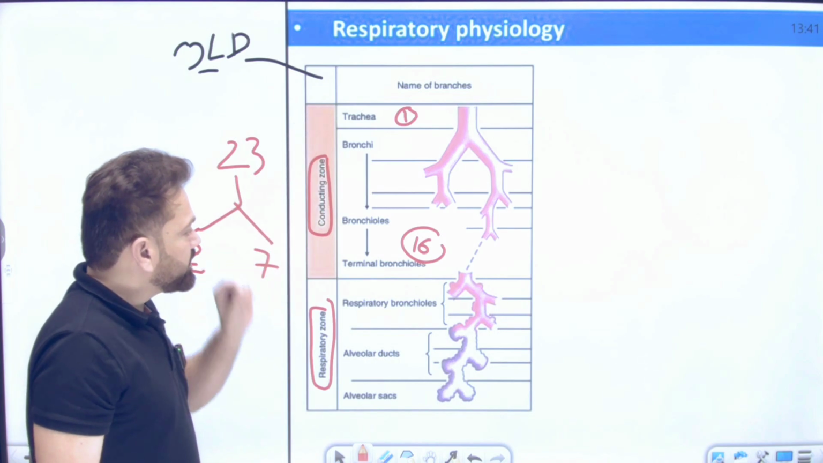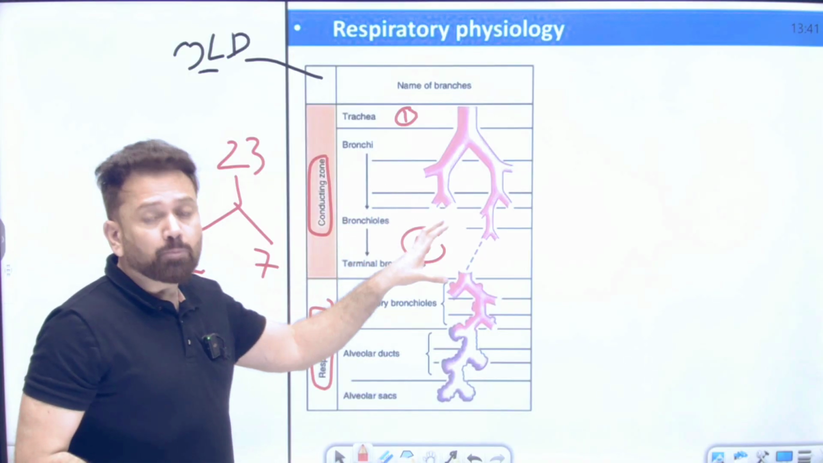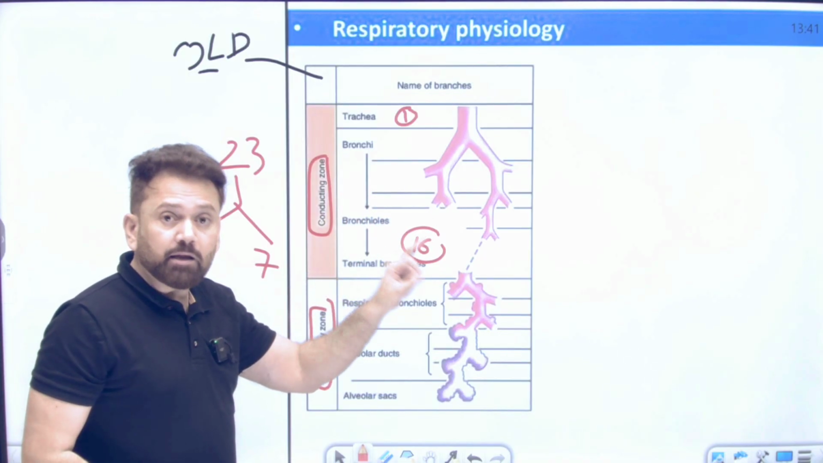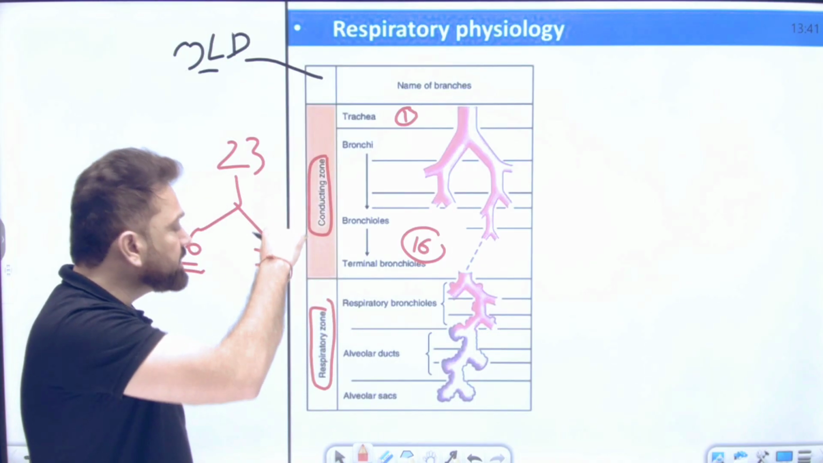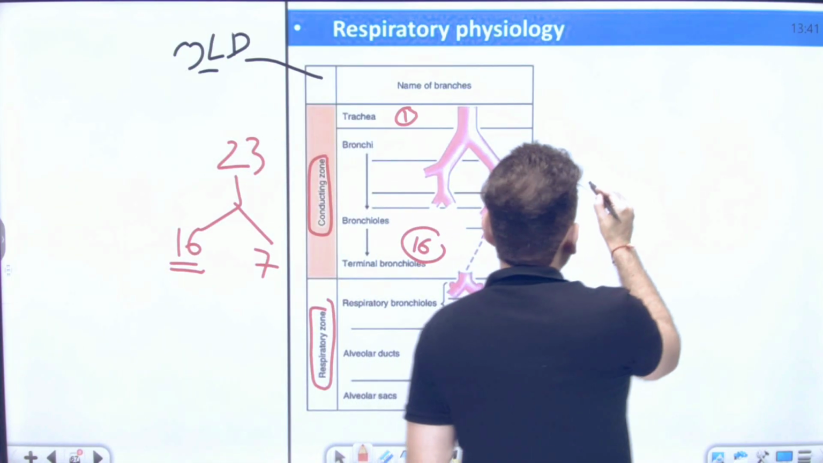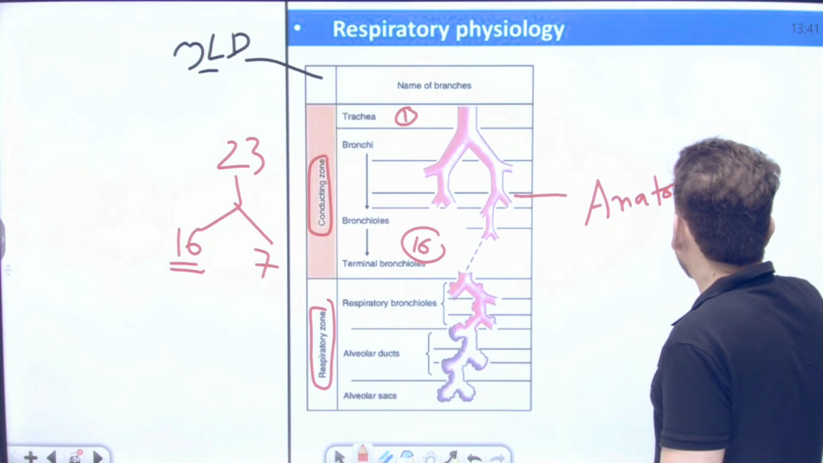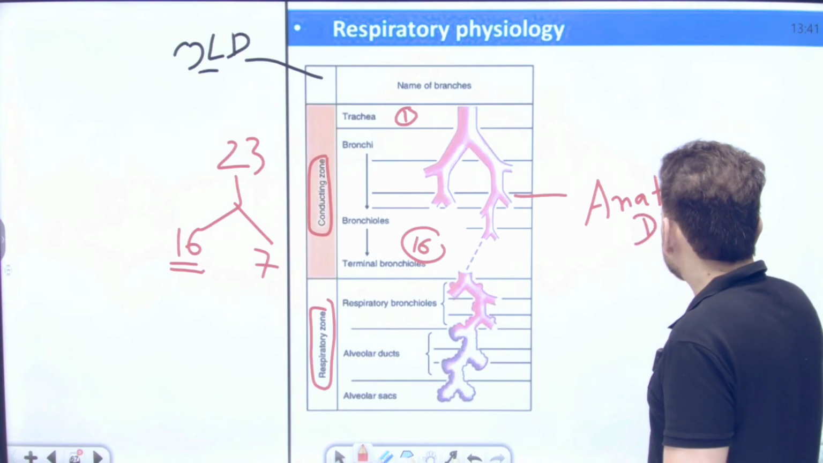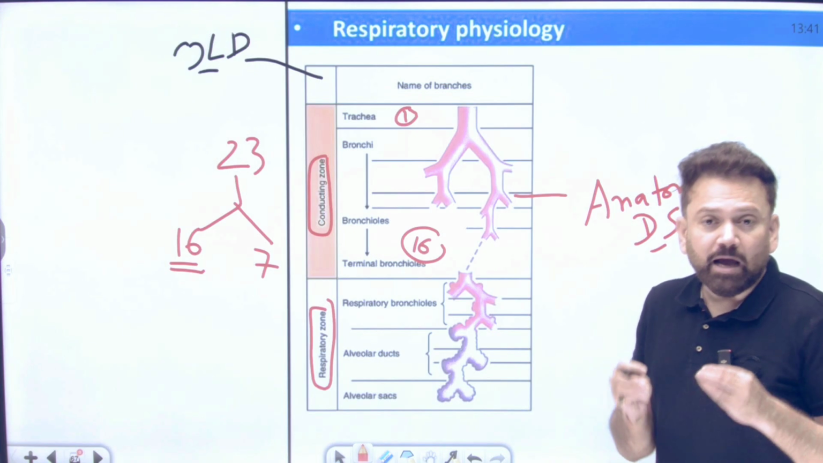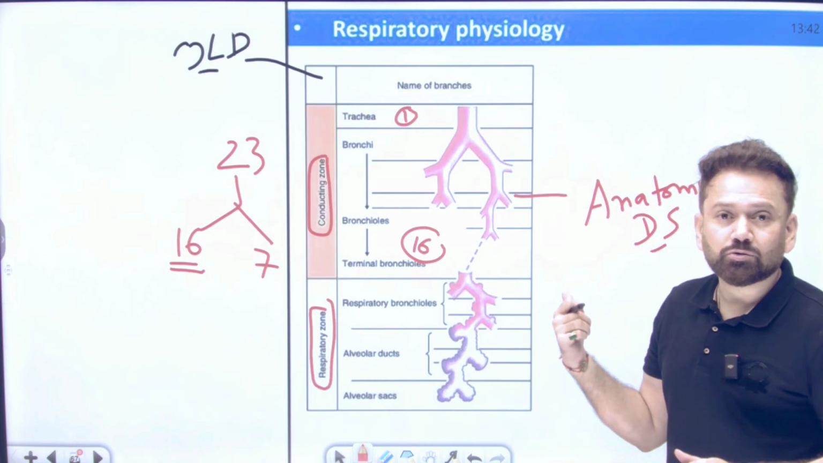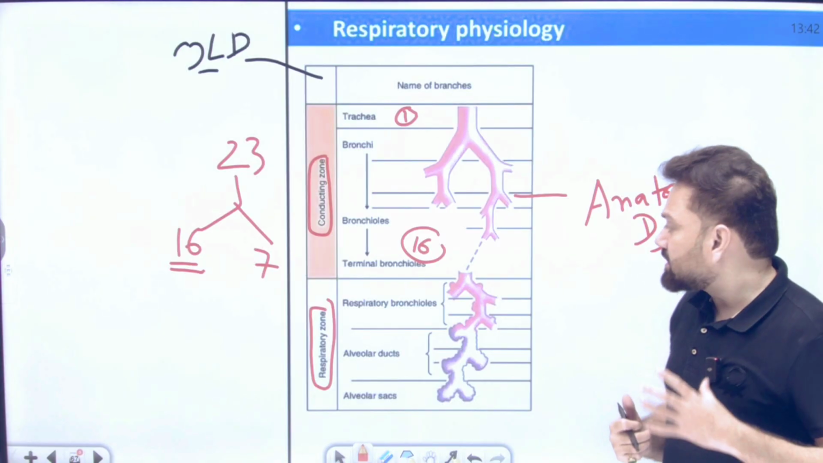So remember T to T, trachea to terminal bronchiole: air is not participating in gas exchange, so it is called the conducting zone, and air in this zone is called anatomical dead space. Because of the anatomy, this air is of no use. So it is called anatomical dead space, which can be measured by various methods. I will tell you later on.